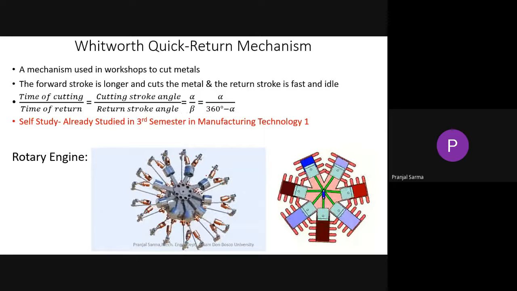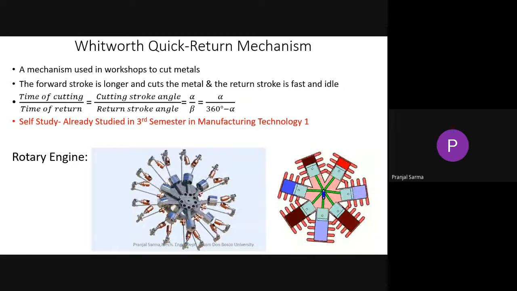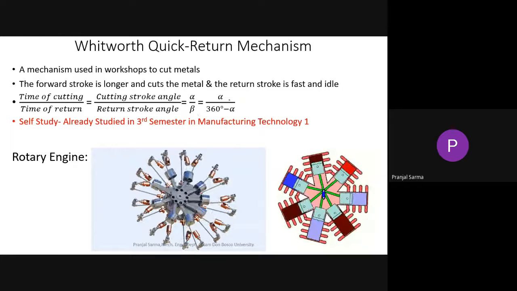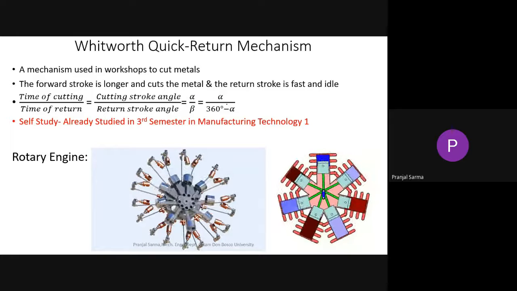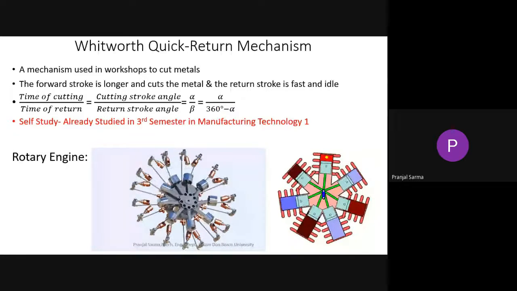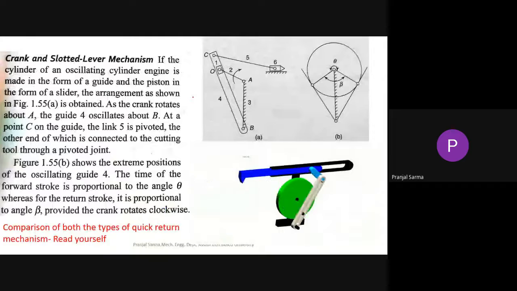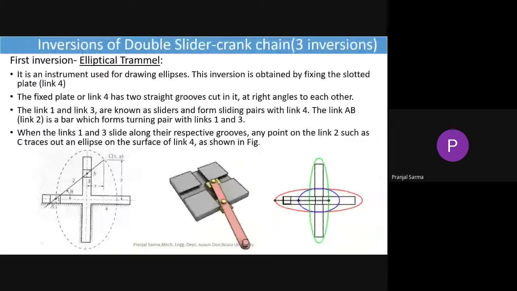And we know the whole is 360 degrees. If we denote the cutting stroke angle by alpha and the return stroke angle by beta, the ratio will be alpha by beta. I can also write it as alpha by 360 degrees minus alpha, as beta. The next thing is the third and fourth inversion. I believe you can go through them by yourself, and in the next class I will be discussing the inversion of the double slider crank mechanism.